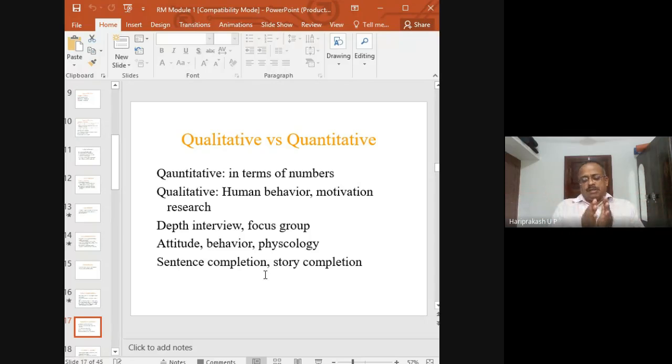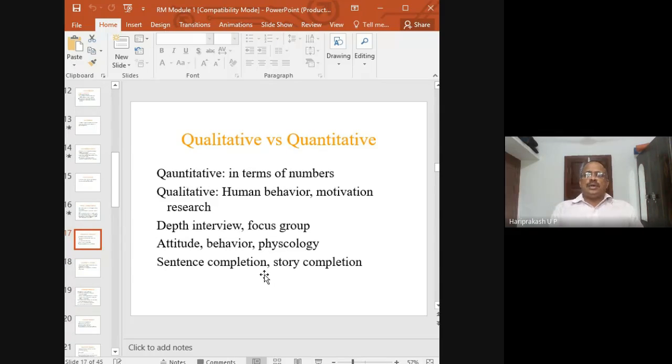Story completion: a story is half told. The ending is not told. So the ending of the story should be done by the respondents. That is story completion. That is how they collect data when they want to measure attitude and behavior, and when they want to do psychological studies. So these are qualitative research.